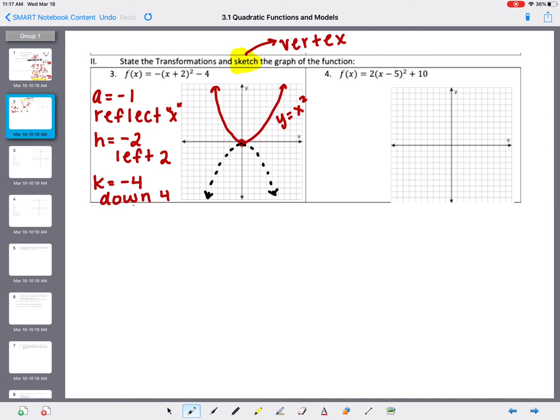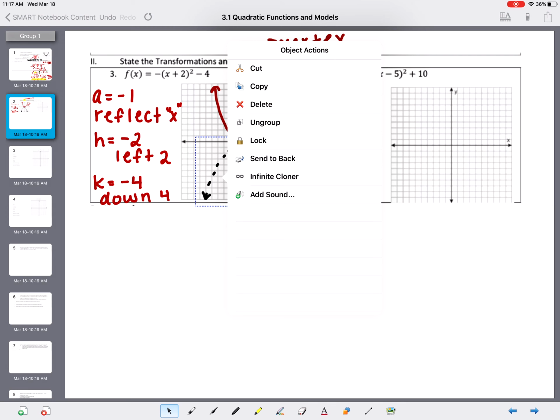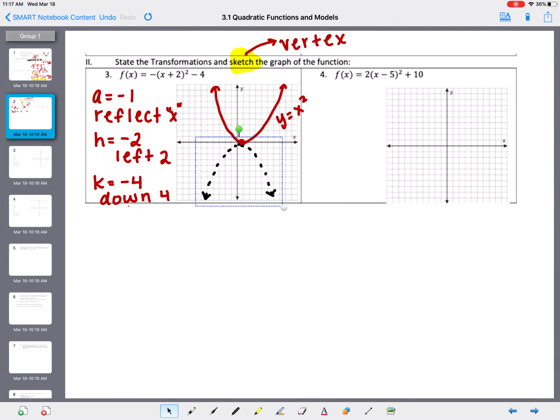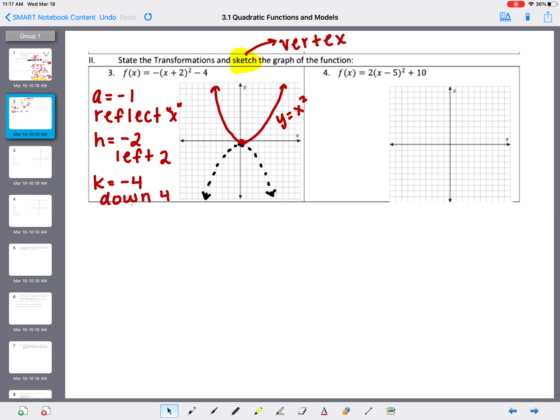Okay? Then I'm going to take the graph that I just reflected. So I have this lovely opportunity to just move it 2 spaces. So move it to the left, down 4. So this gives me a new vertex of (negative 2, negative 4).